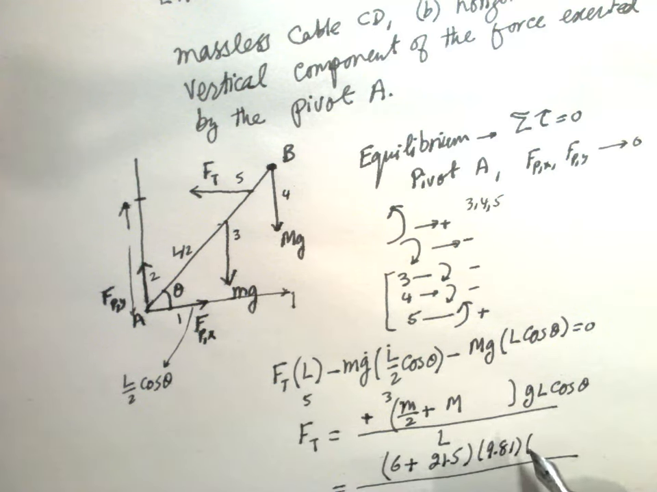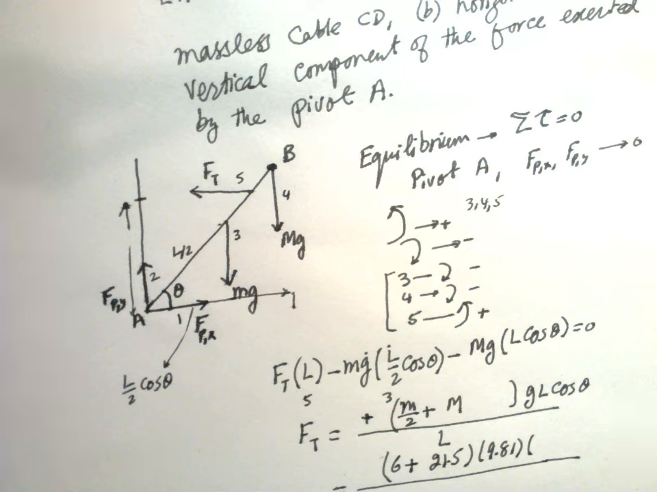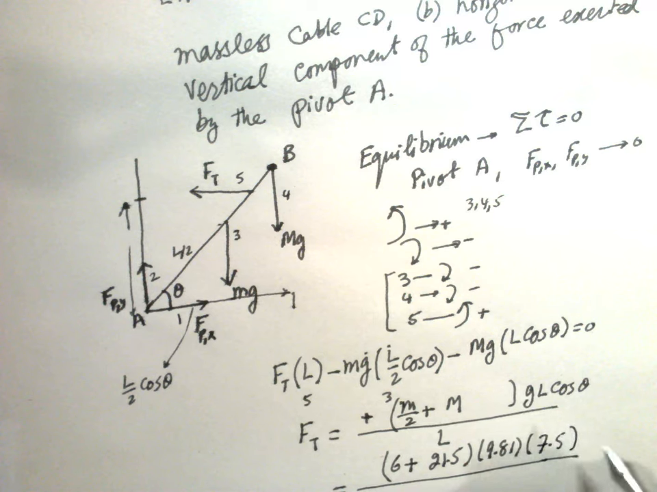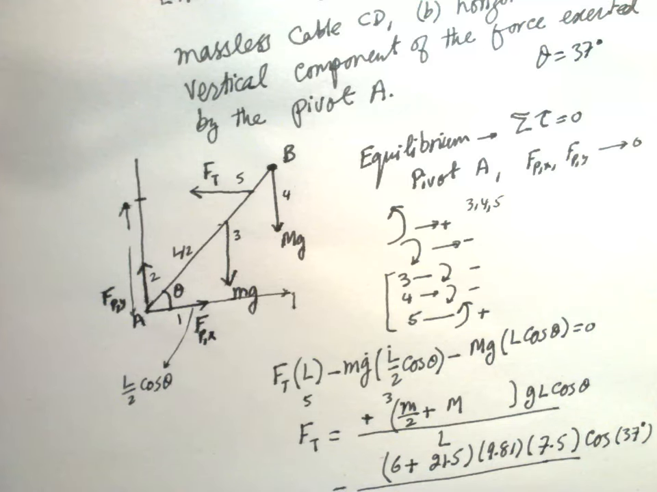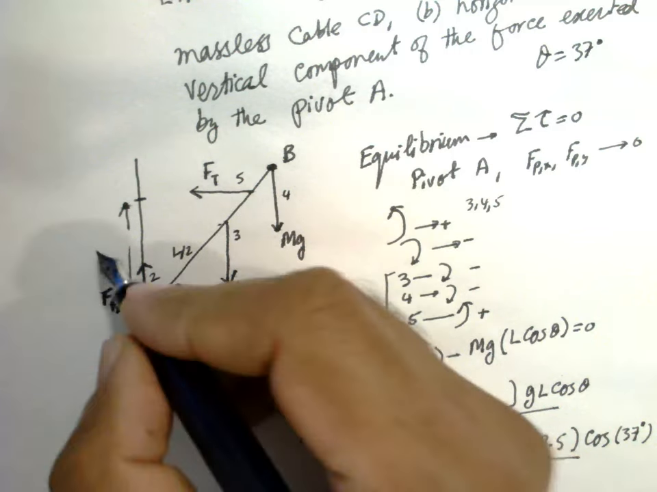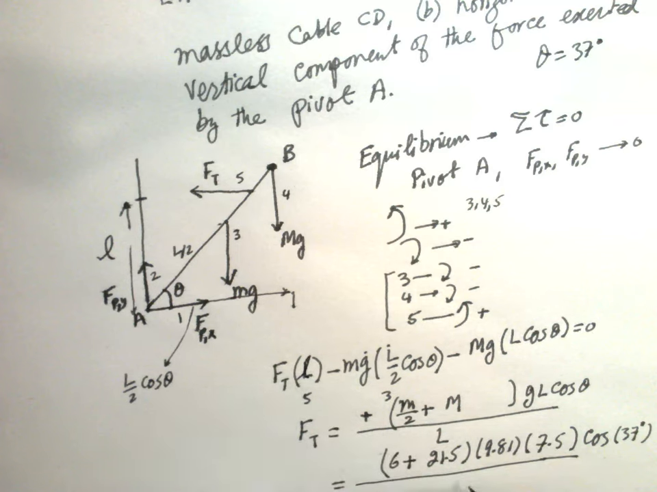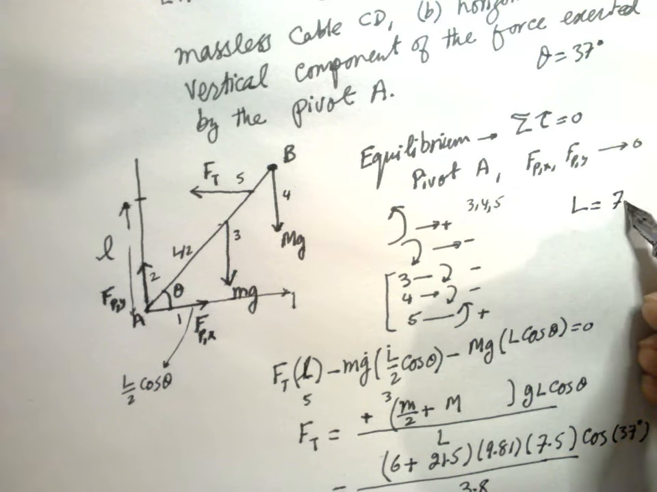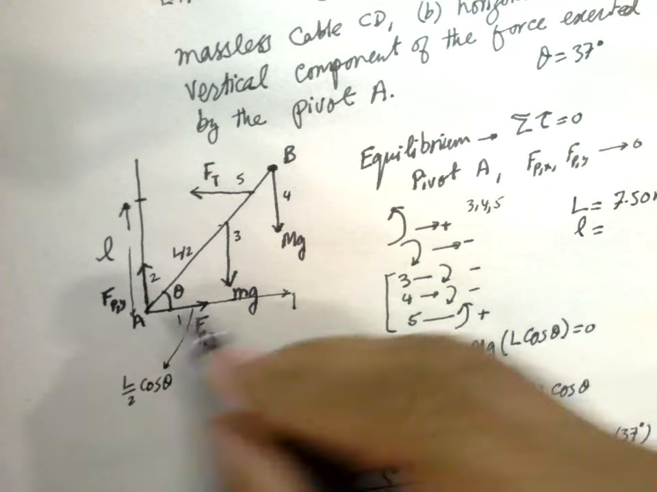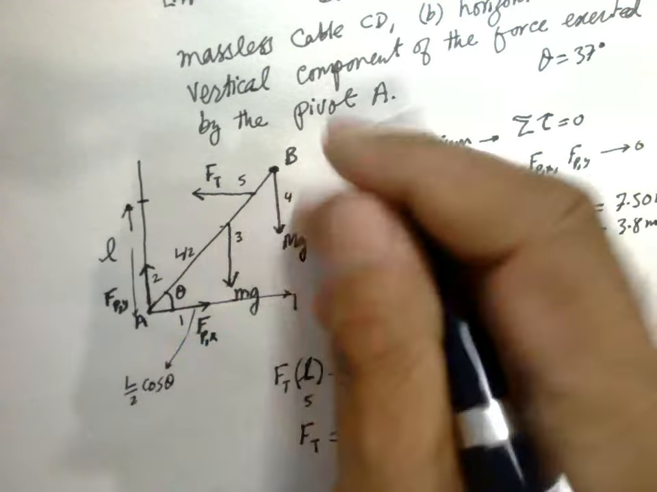L is equal to 7.5 the pole into cos of 37 degrees. Theta is equal to 37 degrees, and divide by small l. This small l is equal to 3.8. So L is equal to 7.5 meter, and small l, which is equal to 3.8 meter. Small l this one, capital L is this one.